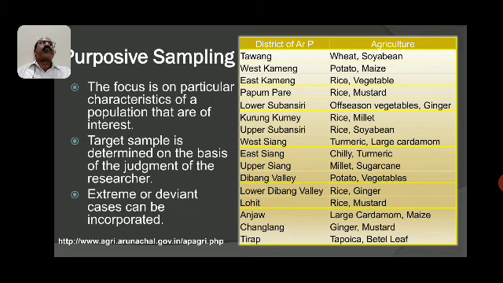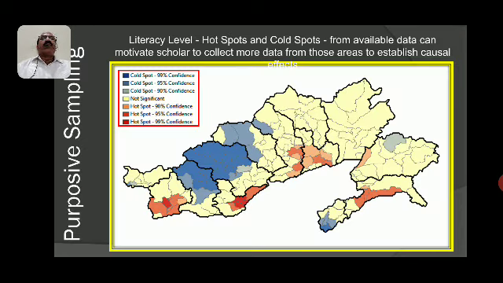Then another one is the literacy level. So if I want to know why and what for the literacy varies from place to place, region to region, area to area, district to district. In that case, I have data about the literacy rate for the whole of Arunachal at circle level. So what I'll do, I'll go for a hotspot analysis.